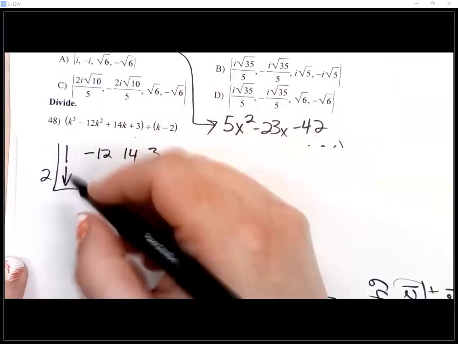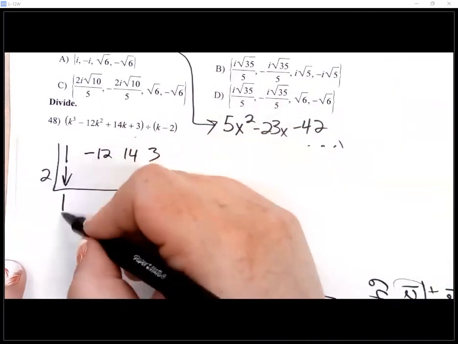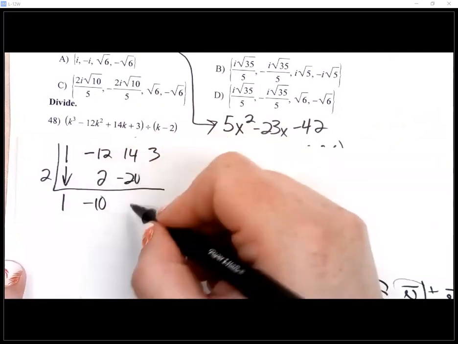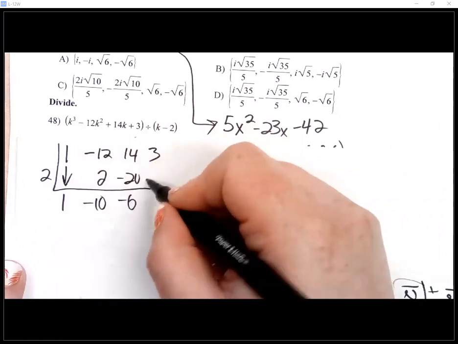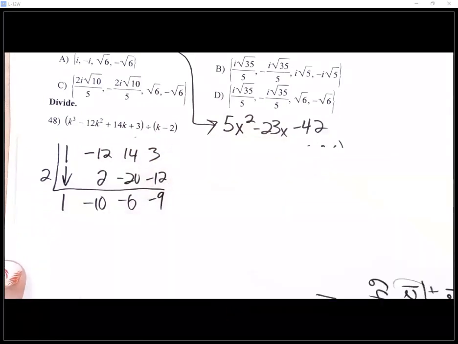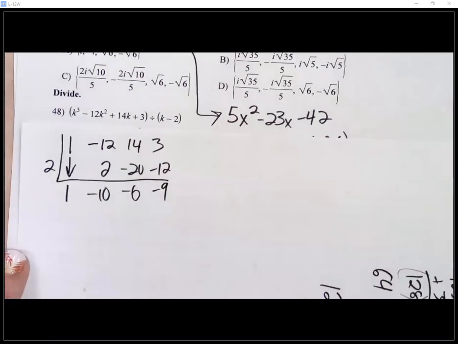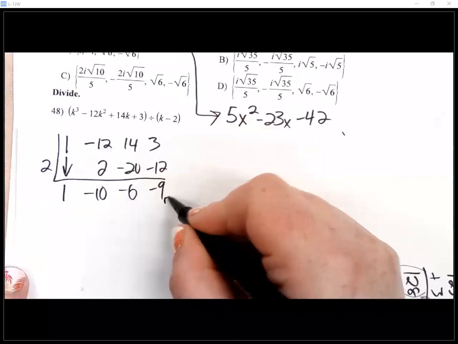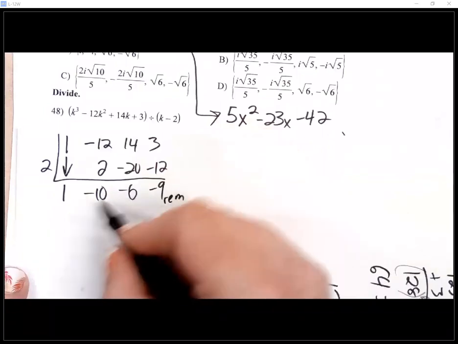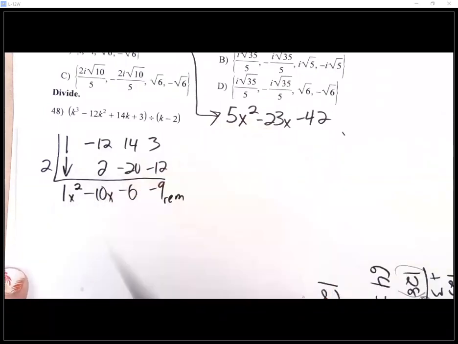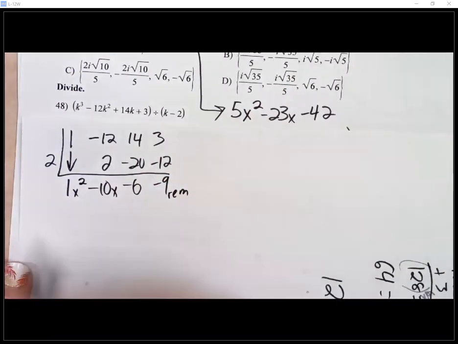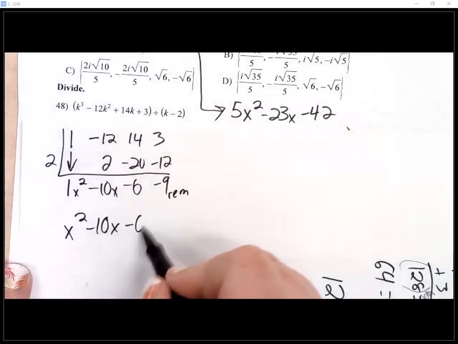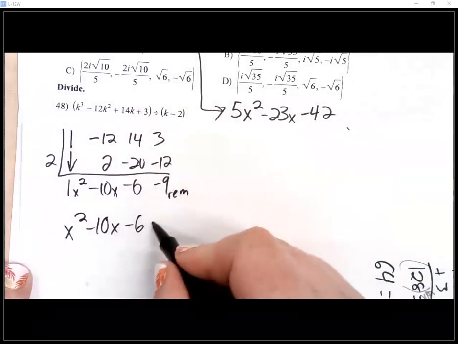Drop down the first number, multiply, and multiply, and multiply. All right, so I get this list of numbers, and then remember how the breakdown works. The very last number is your remainder. Then that's your constant, that's x to the first, and that's x squared. So when you write this answer nice and neatly, it's going to look something like x squared minus 10x minus 6. And we take our remainder and we put it over whatever we were dividing by.